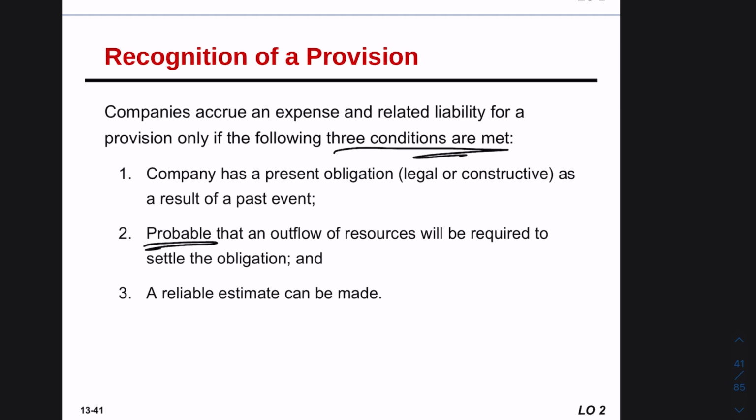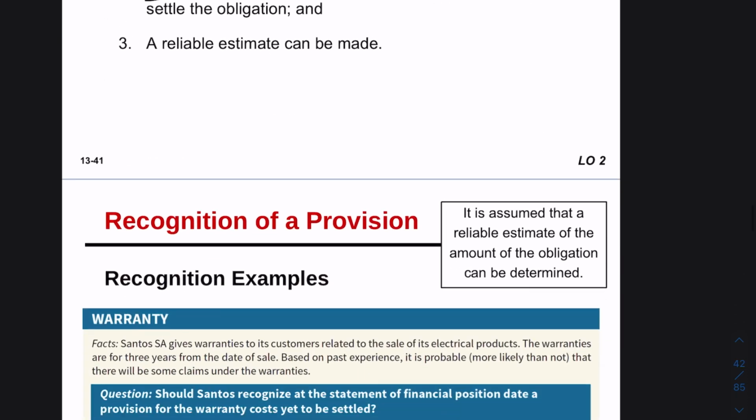Okay. And then lastly, a reliable estimate can be made, which means we can estimate the amount of the payment. These 3 conditions should be met. If one of them is not met, we will not recognize the provision. All 3 of them should be met to be able to recognize the provision.